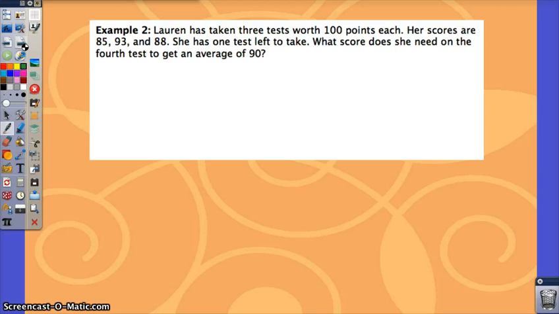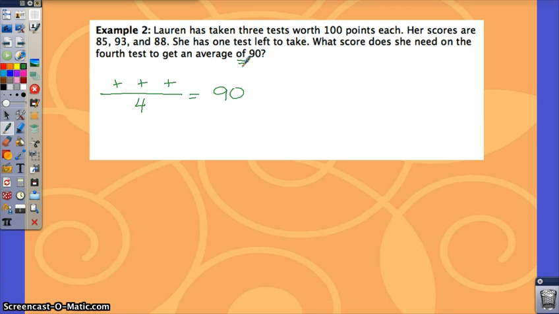So we know she's going to take 4 tests, and we want that average to come out to 90. Well, that means I'm going to have 4 test scores being added, and I'm going to divide by 4, and it should total out to 90, right? This is the average, and the average is 90.